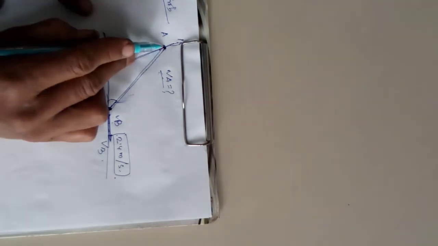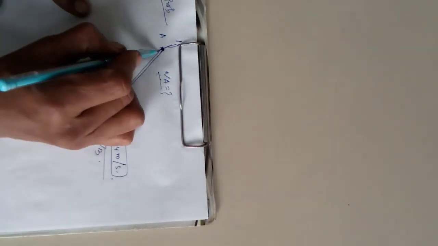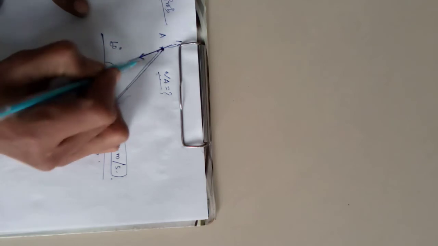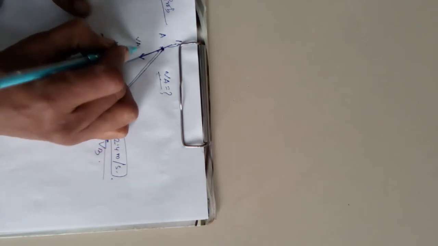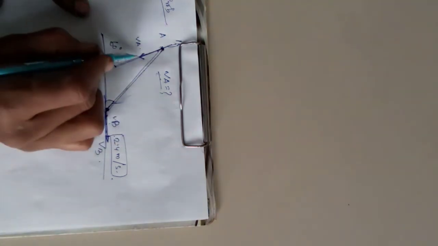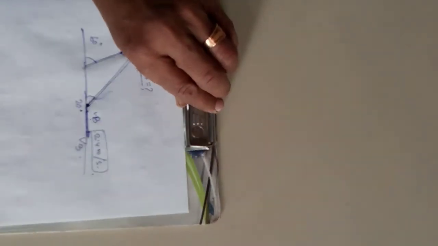And what will be the direction of A? The direction of A will be this VA. Okay, now how to find out the instantaneous center?